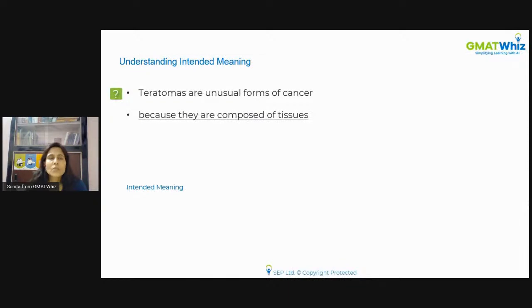Because, all right, so I have a because here, probably going to tell me why they are unusual forms of cancer. Because they, all right, so who does this they refer to? Okay, likely refers to teratomas, makes sense, because these teratomas are composed of tissues, okay? I mean, so teratomas are unusual forms of cancer because they're composed of tissues, such as tooth and bone. All right, so this such as tooth and bone, this phrase is giving me examples of these tissues which make up teratomas, all right.